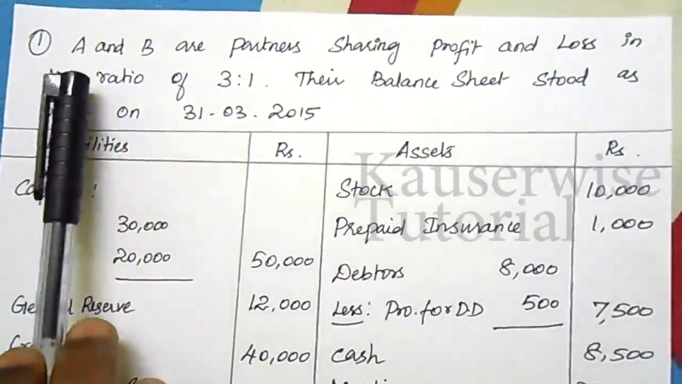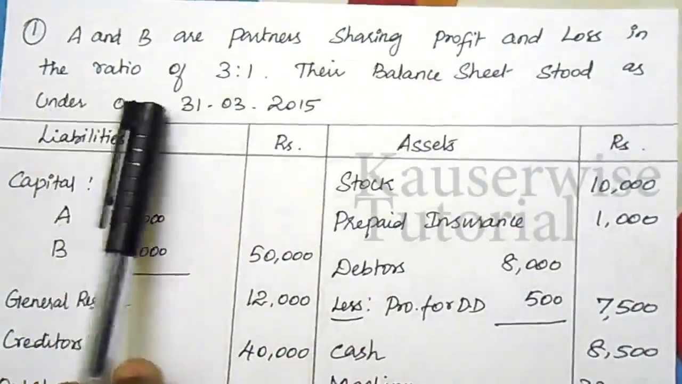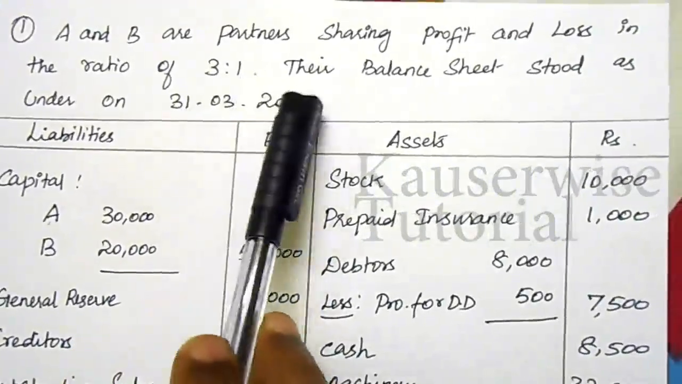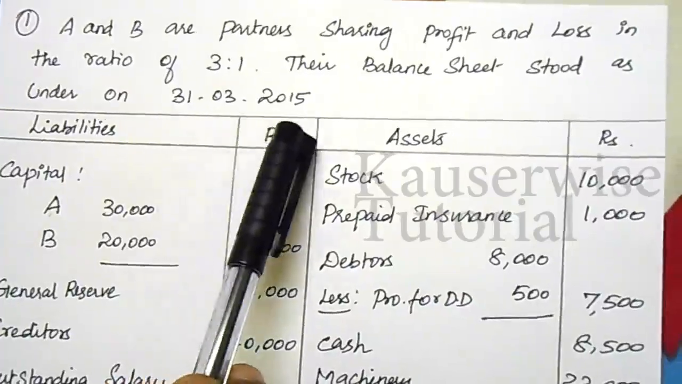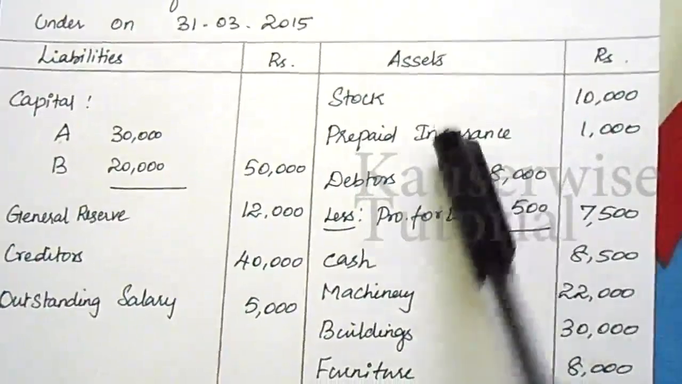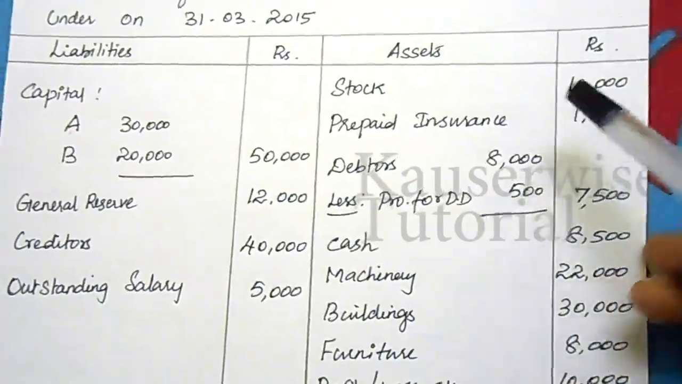Look at the problem. A and B are partners sharing profit and loss in the ratio of 3:1. So this is the old ratio. Their balance sheet stood as under on 31st March 2015. So balance sheet is given, that is old balance sheet is given. All assets are there and liabilities are there. Look at the balance sheet asset side.